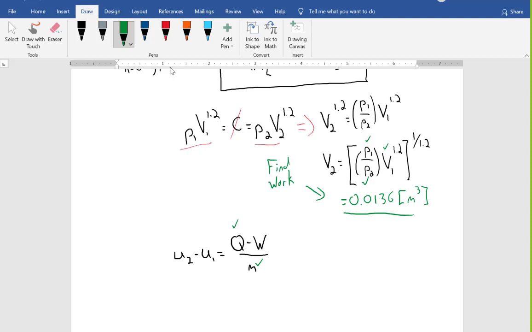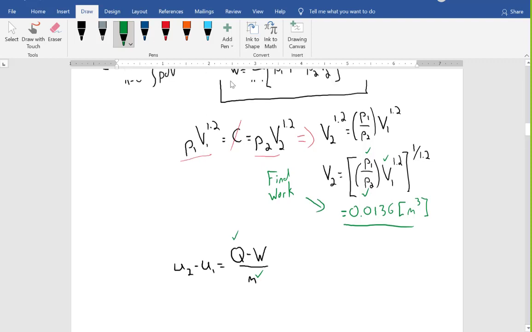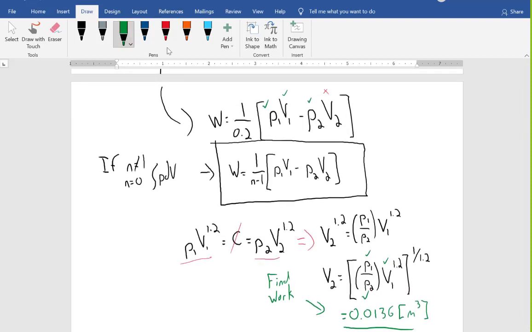So I have to use this to find work. But that's okay because I've got this equation, and now I'm going to take this value and put it up into here. So now I know the value of V2. Once I know the value of V2, I can put that into the work, and I find that the value of work is minus 7.65 kilojoules. I'll show you actually how to do that. I won't skip that step.